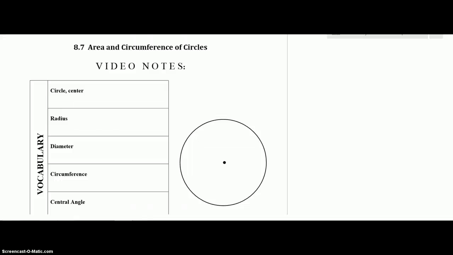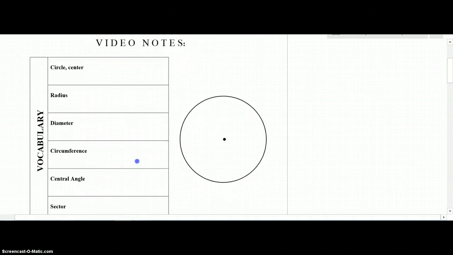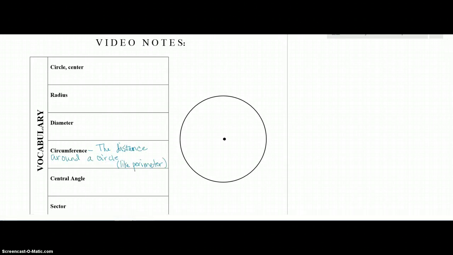Section 8.7 is all about the area and circumference of circles. So area is what fills and circumference is what goes around the circle, kind of like perimeter, and we'll write this down over here. Since we're here, we might as well put circumference is the distance around the circle. So it's like perimeter in polygons. Okay, so what is a circle?